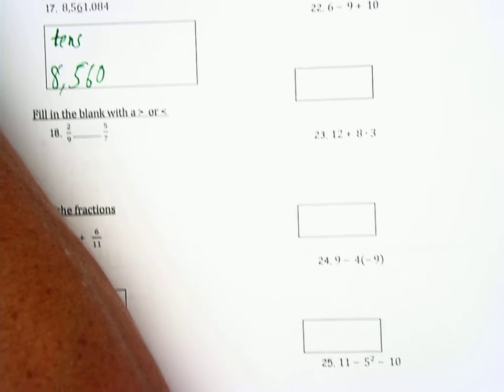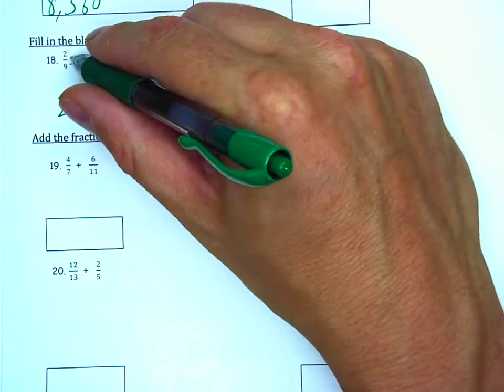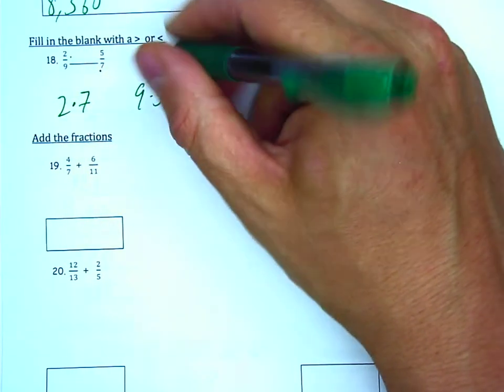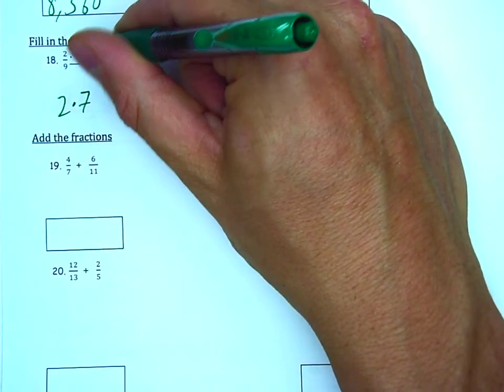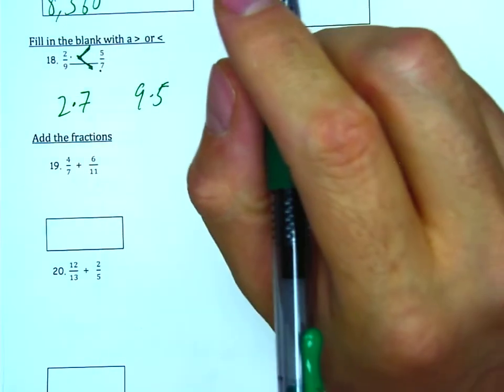All right, next one. Compare the fractions. So which is larger? 2 times 7, 2 times 7, or 9 times 5? Well, 9 times 5 is 45, 2 times 7 is 14. So 5/7 is greater than 2/5.